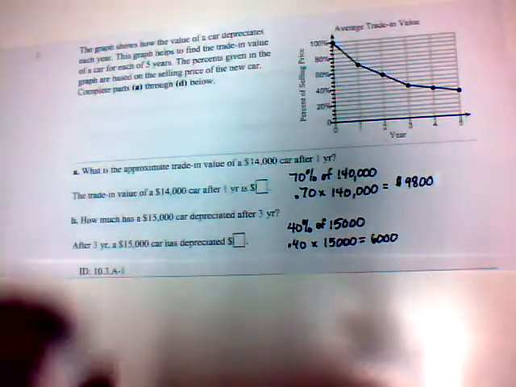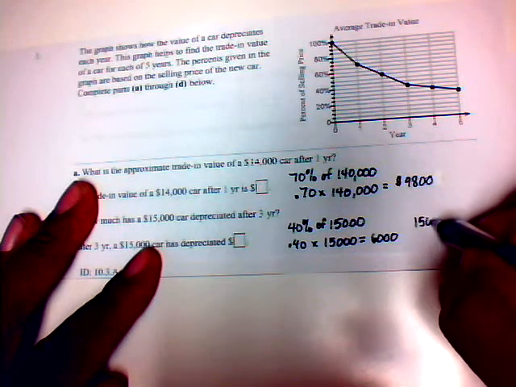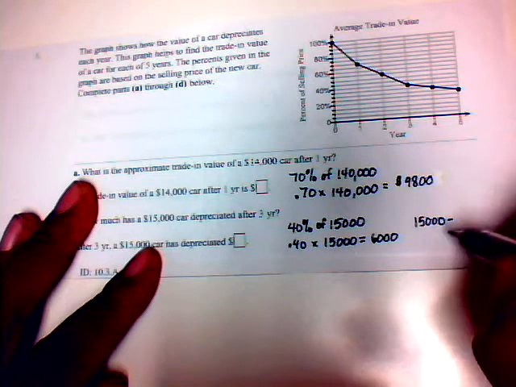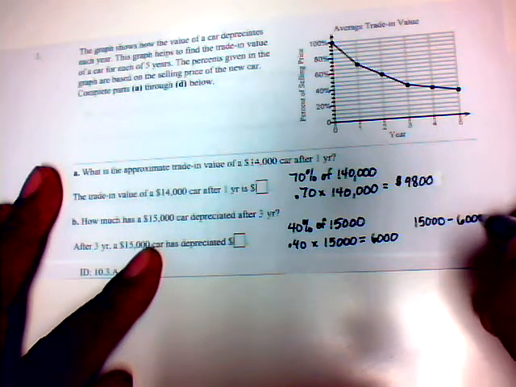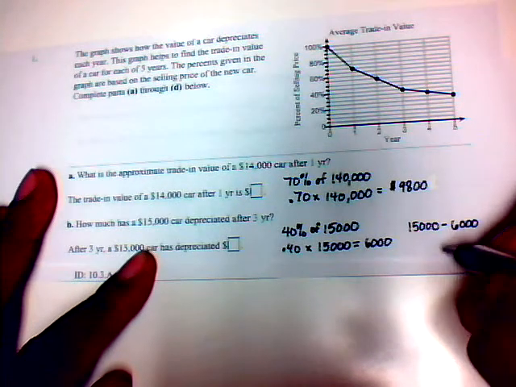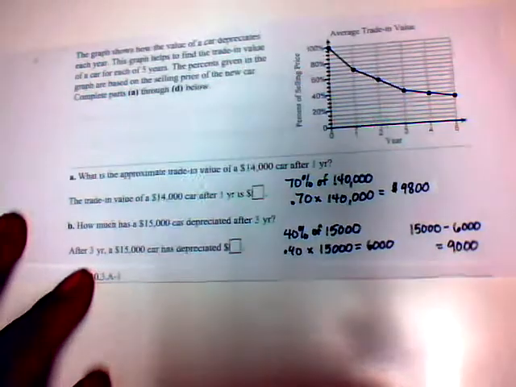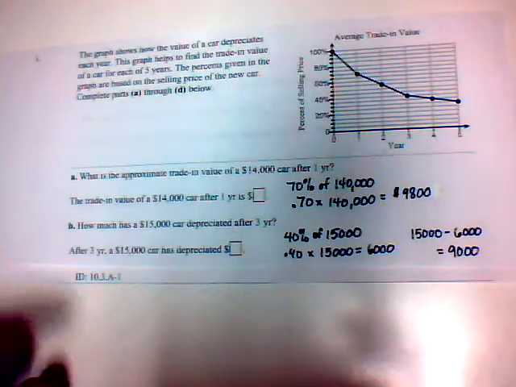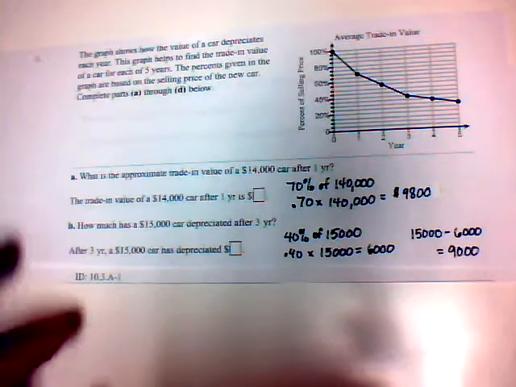But they asked how much has the car depreciated after 3 years. So we have to subtract the cost of the vehicle, which is $15,000, minus the trade-in value of $6,000. And that would give us $9,000. So after 3 years, that car has depreciated by $9,000.